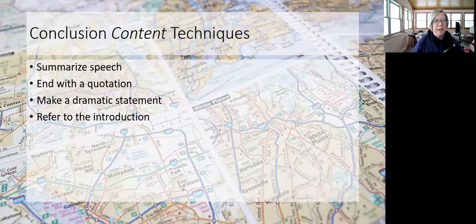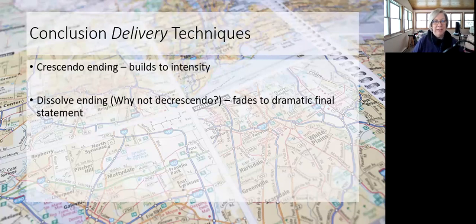But you also want to think about delivery. And there are a couple of different delivery types. One's a crescendo ending, and if you're ever in music, you know what a crescendo is. It builds to intensity. My eyes have seen the glory of the coming of the Lord, right? Martin Luther King Jr. used that a lot, the crescendo ending.